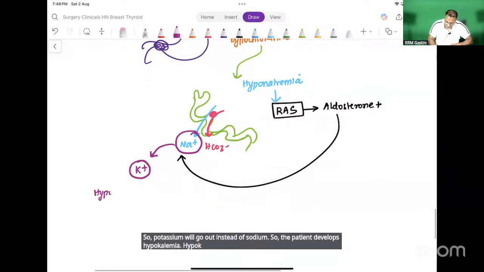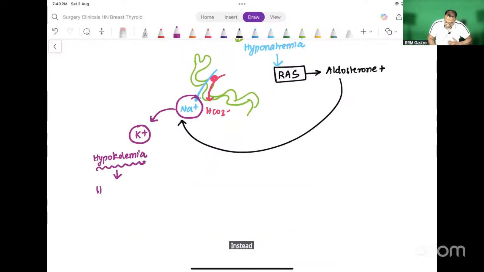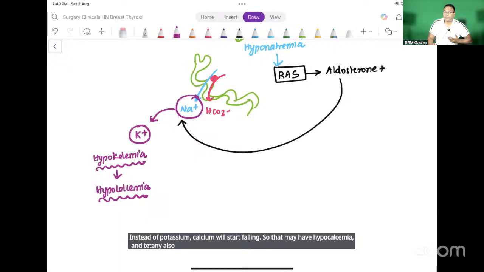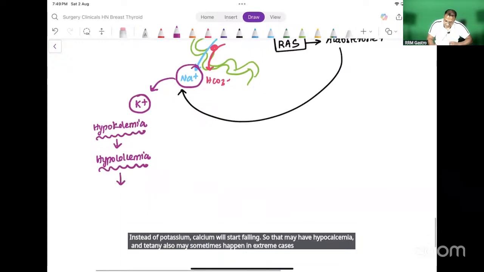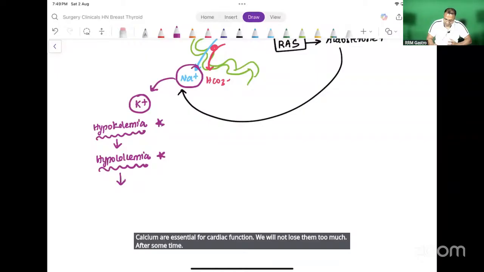Hypokalemia is very important. We have a lot of problems when there is hypokalemia. The patient can go for cardiac arrhythmias, cardiac failure, and also, after a few drops of potassium, calcium will start falling. So there may be hypocalcemia, and tetany may sometimes happen in extreme cases. Since potassium and calcium are essential for cardiac function, we will not lose them too much.